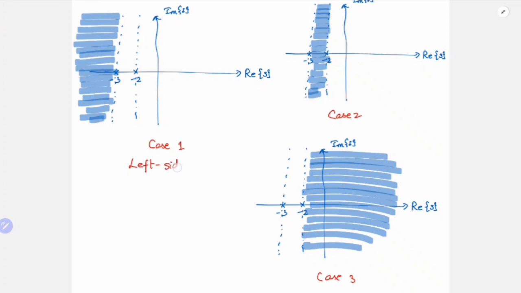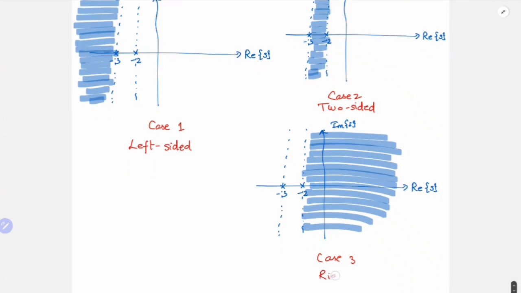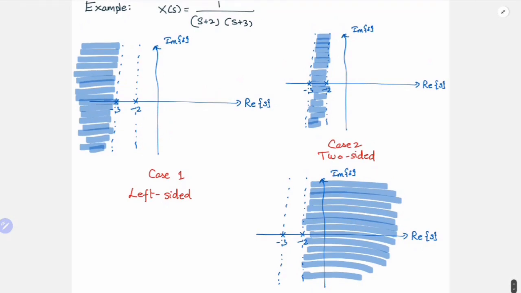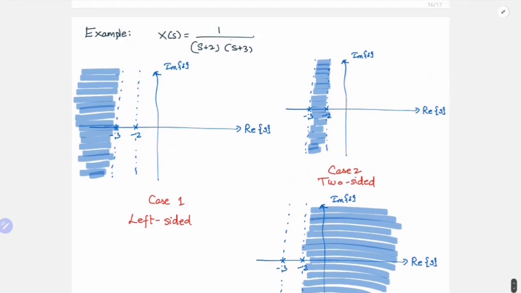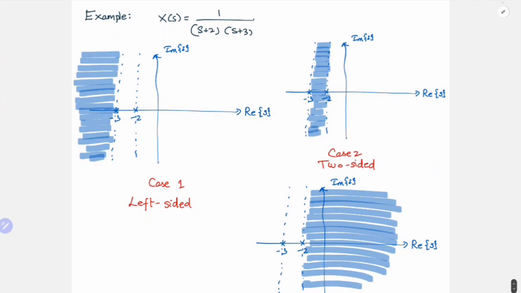So here it is left-sided. This is two-sided. And this is right-sided. So based on the region of convergence, for the same algebraic expression, we can get 3 different signals. So we'll see more examples later on.